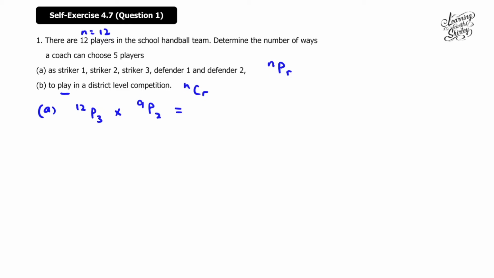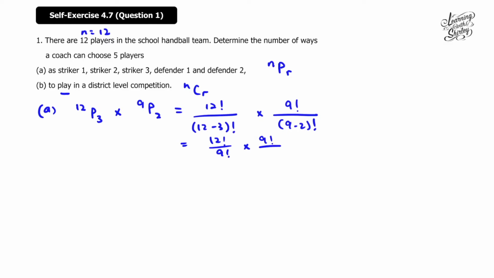So it's equals to 12 factorial over 12 minus 3 whole thing factorial, then times with 9 factorial over 9 minus 2 whole thing factorial. And it's equals to 12 factorial over 9 factorial, then times with 9 factorial over 7 factorial. And then we use the calculator, we'll get 1320 times 72, and is equals to 95,040 ways.